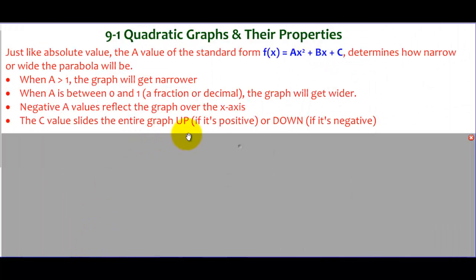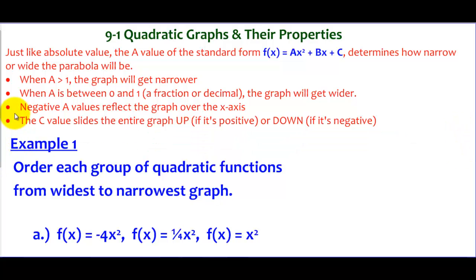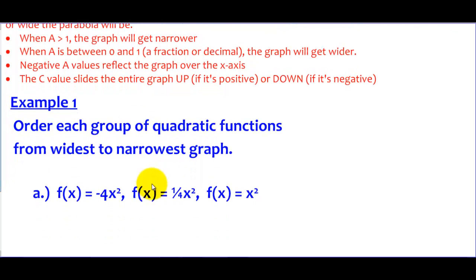Okay? So if we come back here, if I ask you a simple question and say, take these 4 parabolas and let's put them in order from widest graph to narrowest graph, we're going to look at these A values and say the widest graph is going to come from the smallest number, or the number closest to 0. So I'd say this one right here is 1/4, and that's smaller than 4, and it's smaller than 1. So I'd say 1/4 x squared would be the widest graph.